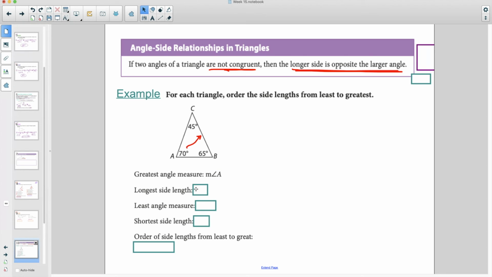Okay, so CB or BC. Remember, it doesn't matter your order there. Okay, so our least angle measure would be right up here, 45. So the measure of angle C. So then the smallest side length would be opposite of that. So AB. So now let's order our side lengths, least to greatest. And here you go. So we would have AB first, then we'd have AC, that middle side length, and then BC, because that is the longest. Great.